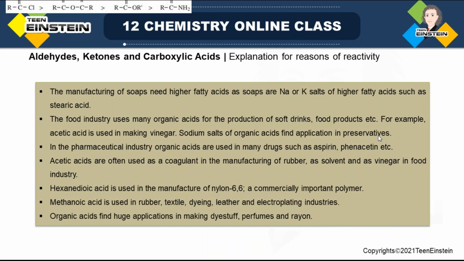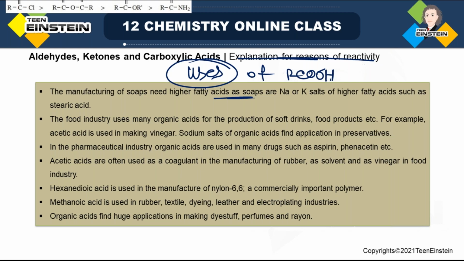And in this slide, we have uses. Manufacturing of soaps needs higher fatty acid. Uses of carboxylic acid. So just go through it, there is nothing much to discuss. For soap formation, we use higher fatty acid, a long chain hydrocarbon, that is, this R part is a long hydrocarbon chain.